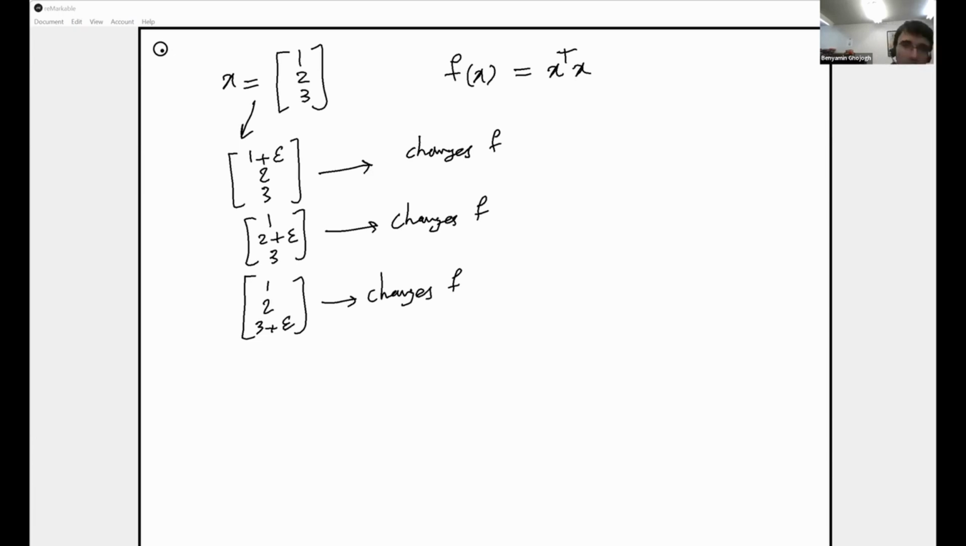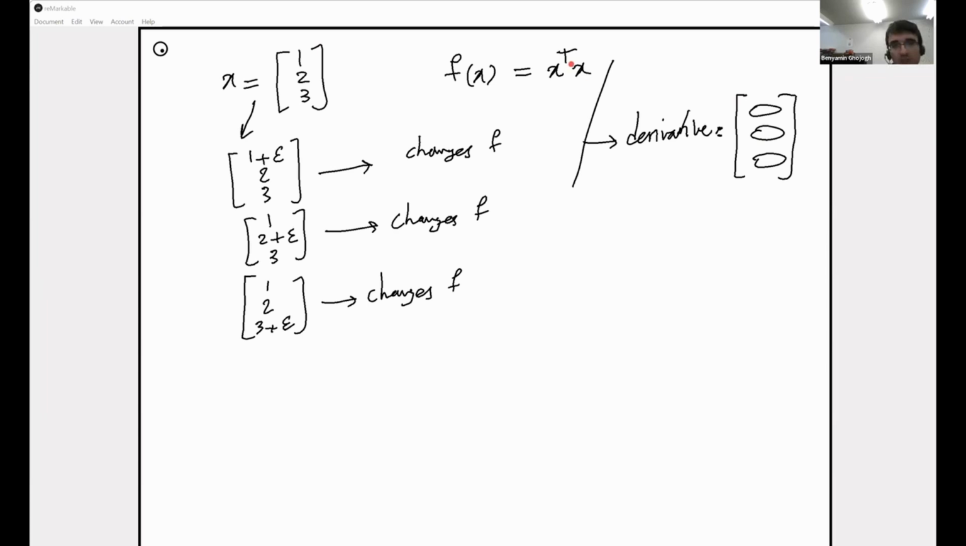Now you tell me. So you have three options for changing x because it has three elements. And 3 times you changed f. Therefore, the derivative is a three-dimensional vector for each of these changes. This is for here, this is for here, and this part is for here.